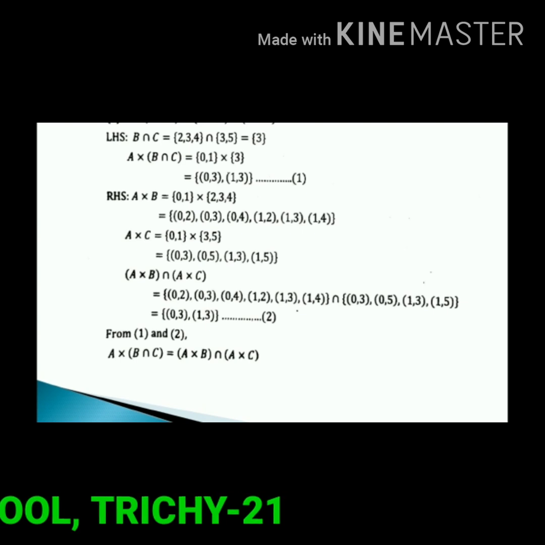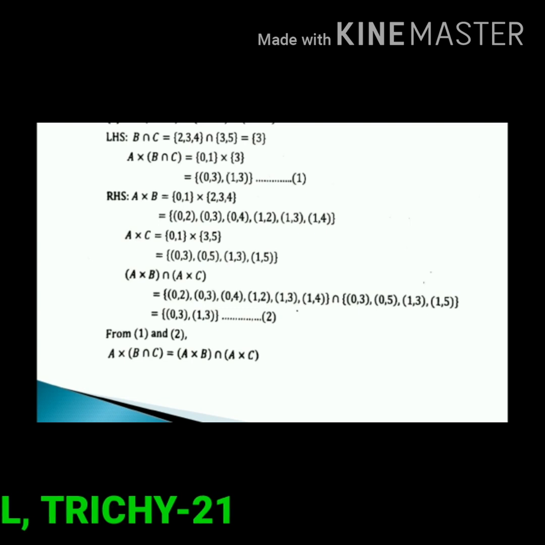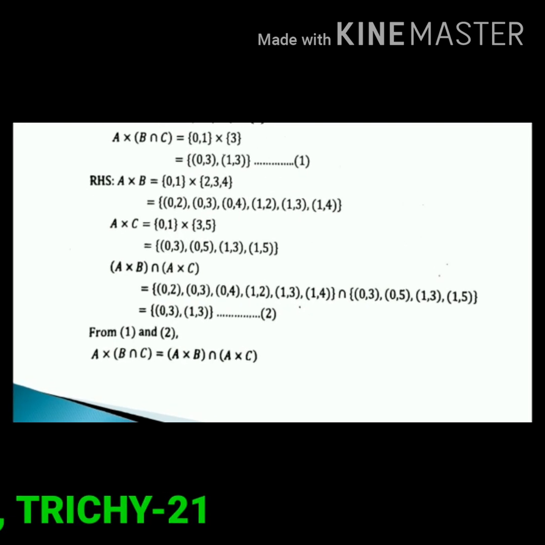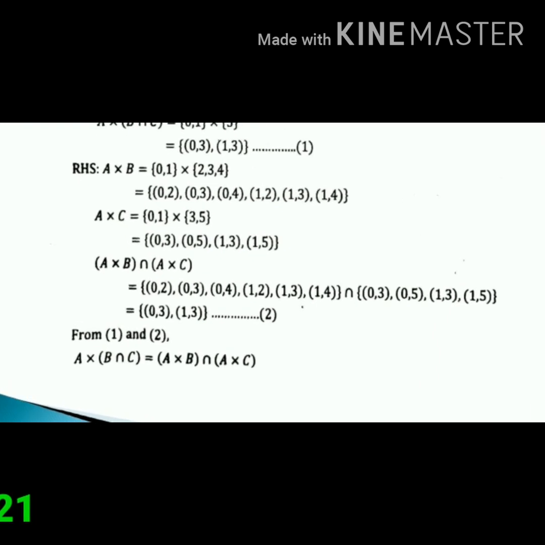Then A cross C equal to {0, 1} cross {3, 5}. We have the ordered pairs (0,3), (0,5), (1,3), (1,5). Then (A cross B) intersection (A cross C) is the intersection of the two sets of pairs. Here we have only two pairs, (0,3), (1,3). So from 1 and 2, we get the result, left hand side equal to right hand side, that is A cross (B intersection C) equal to (A cross B) intersection (A cross C).